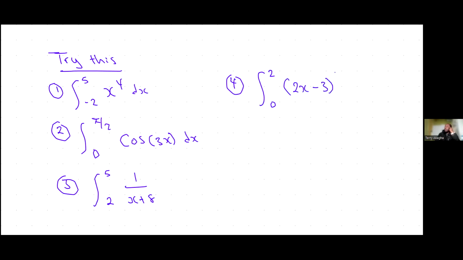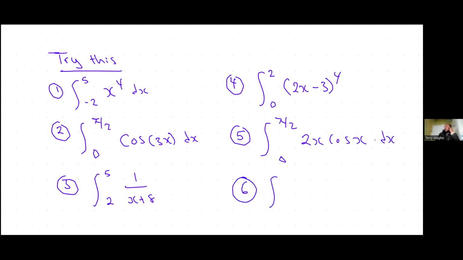Number 5, same thing, pi over 2 and 0. I want you to solve 2x cos x with respect to x. And number 6, I want you to solve the integral between 3 and 1 of x squared. Okay, so I want you to try these questions, all right?